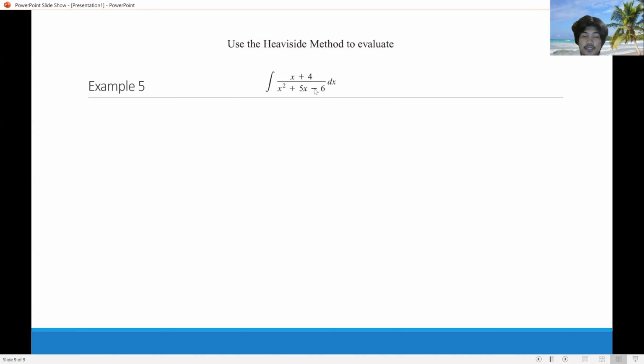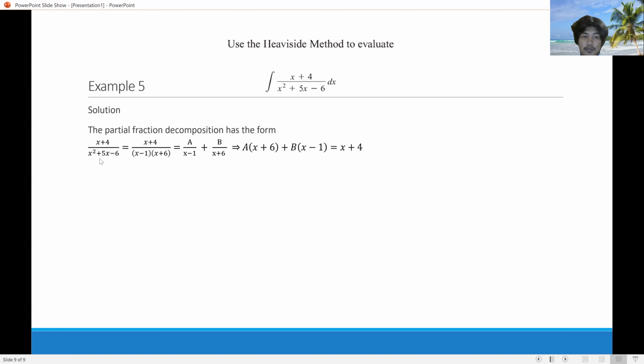plus 5x minus 6) dx. The partial fraction here is for x plus 4 over x squared plus 5x minus 6. We can write it in this form, also in this form, and then in this form.